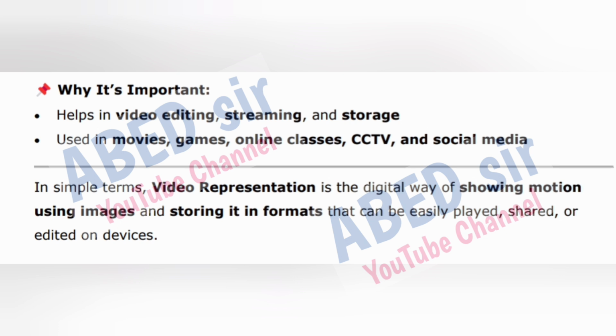Why it's important? Helps in video editing, streaming, and storage. Used in movies, games, online classes, CCTV, and social media. In simple terms, video representation is the digital way of showing motion using images and storing it in formats that can be easily played, shared, or edited on devices.